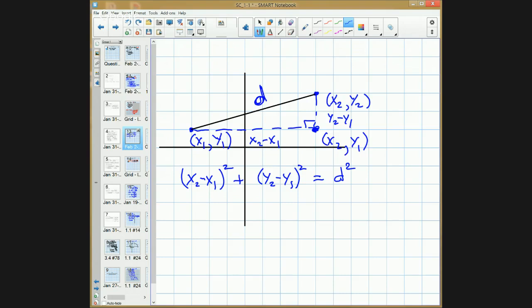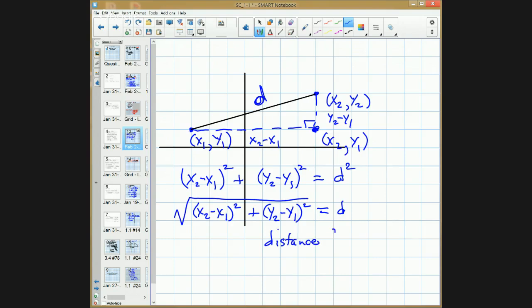But we don't want to know d squared, we want to know d. So how can I get that down to d? I could take the square root of both sides, right? And then all we have to do is take the square root of the left side and there it is. That's called the distance formula.